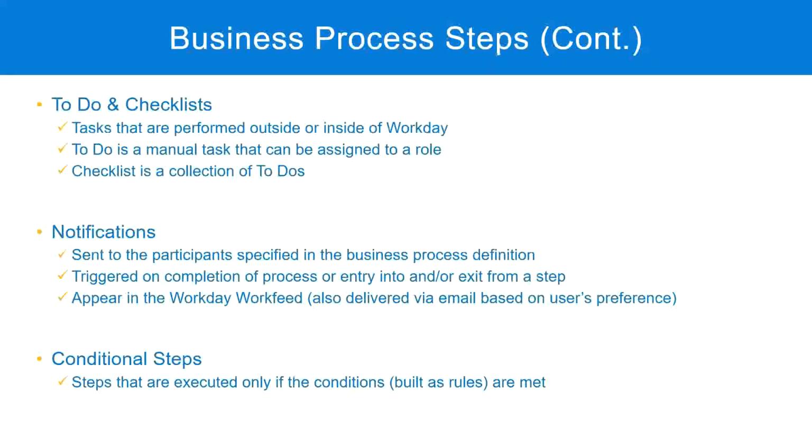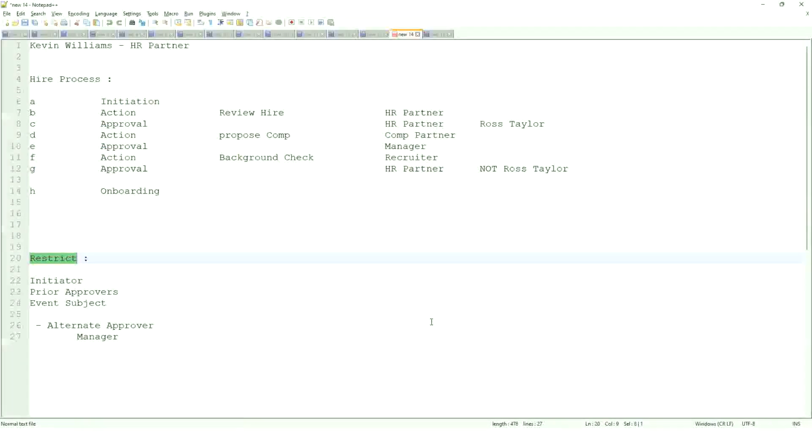So let's say, for this one, once you initiate the process, it goes to action. Review hire, HR partner. After the review hire, it goes for approval. The HR partner themselves will do it. But then let's say action by the compensation partner. The compensation partner is someone who doesn't come into Workday very often. That person doesn't log into the Workday system very often. They will only do the compensation when needed.